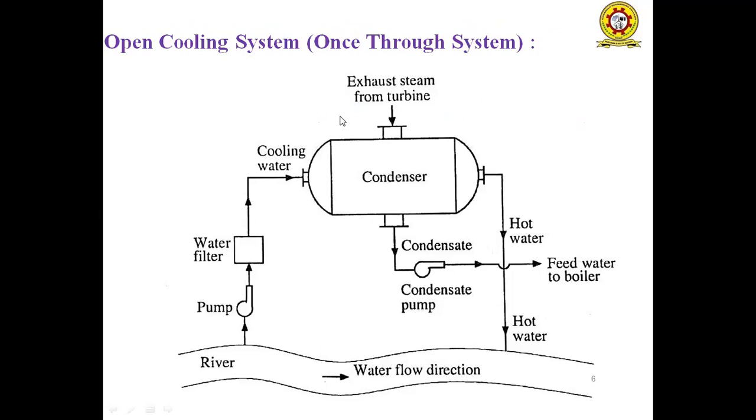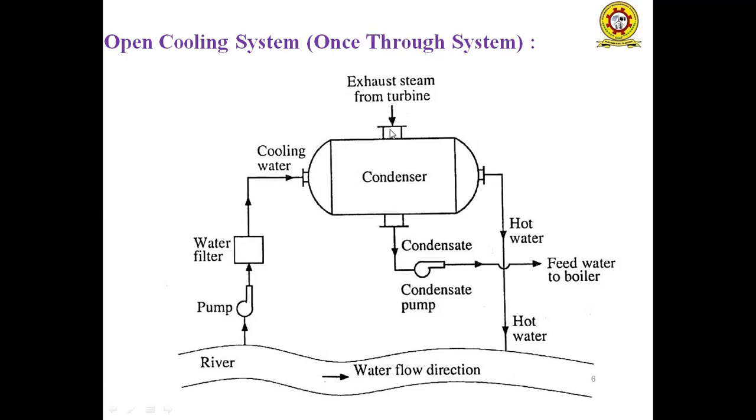In the open cooling system, the steam exhaust from the turbine is sent into the condenser. In the condenser, the cooling water is coming from the river, and this water should be filtered before it can be used, because if any impurities are there, the condenser lifespan will reduce. The water from the river must be sent into the condenser by using a pump. After filtration, the pure cooling water is sent into the condenser.